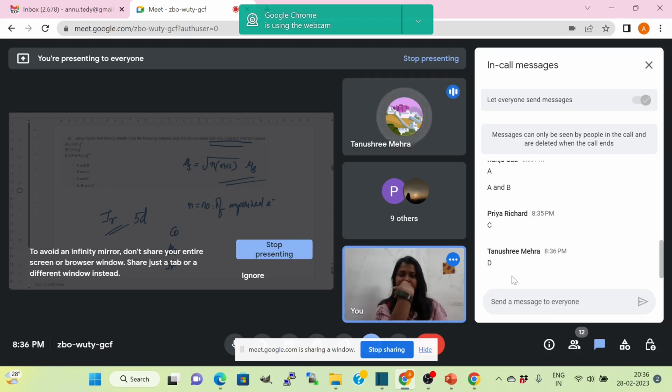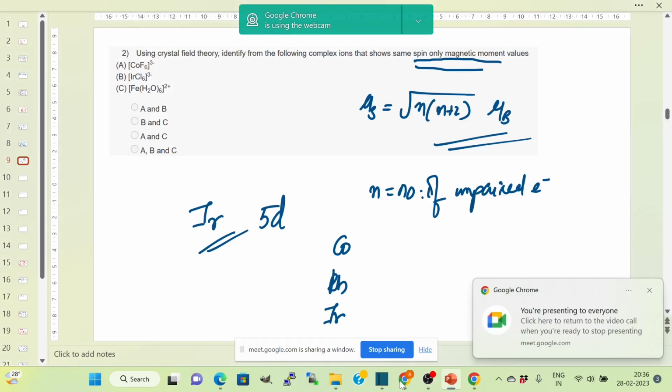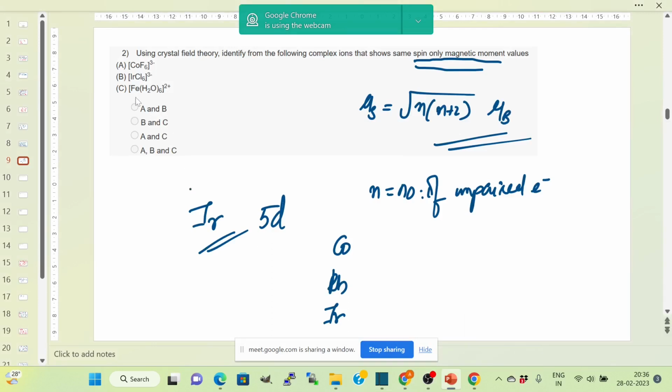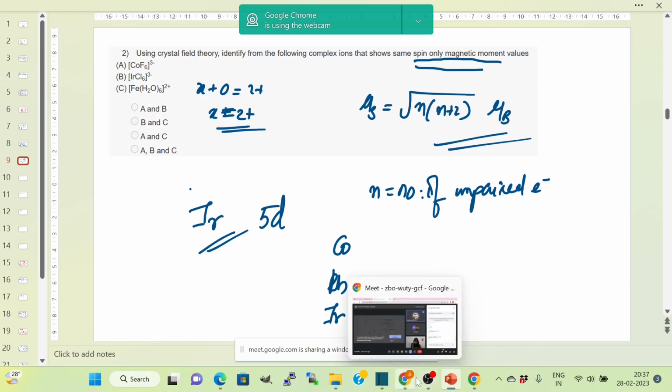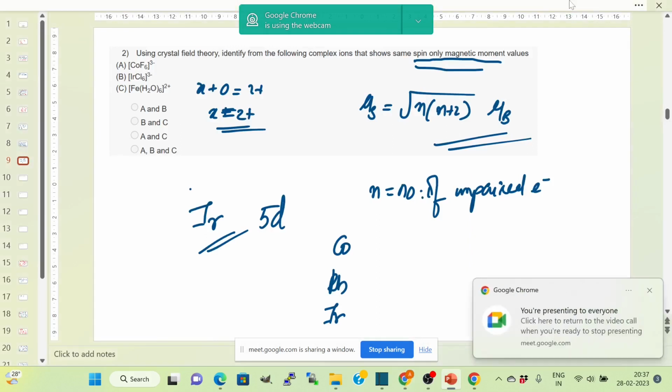Ma'am, in option C, in the coordination sphere, the oxidation state is written as 2 plus. It would be 2 minus, no? No, Fe will be in the 2 plus state. The overall charge is 2 plus, but water is a neutral ligand, right? So x plus 0 is equal to 2 plus. So Fe is in the 2 plus state. Yes, I know. Okay, maybe we'll solve this question.